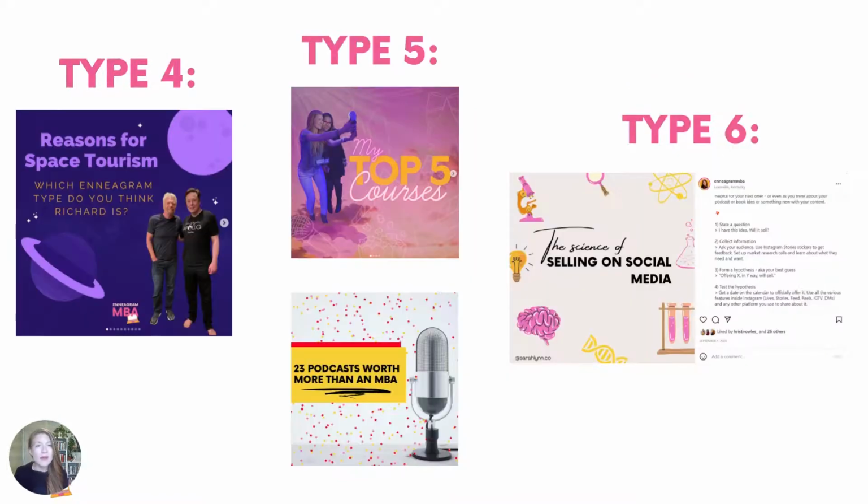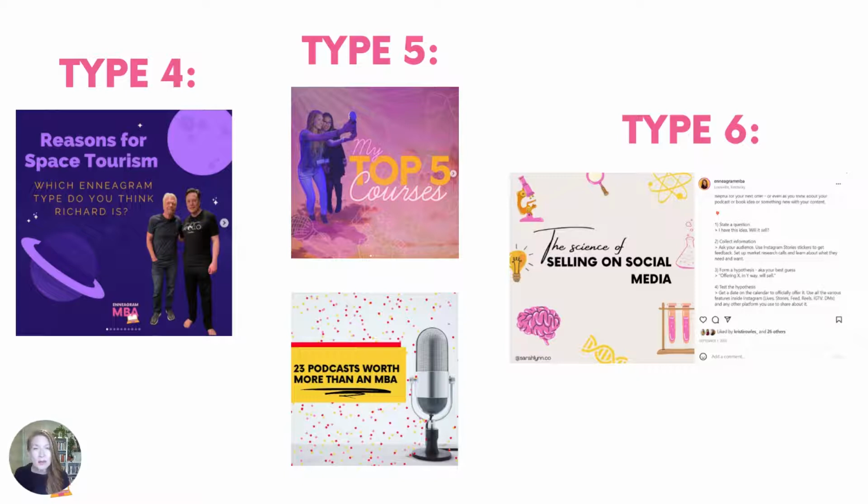Type 4, here's an example of a thought-provoking question, a way to reframe something to inspire, to motivate. Type 4 energy: something that I did was a fun play on when Richard Branson went into space, and I did a little Enneagram type, why you would go to space based on your Enneagram type. So added some creativity, some current events to that.